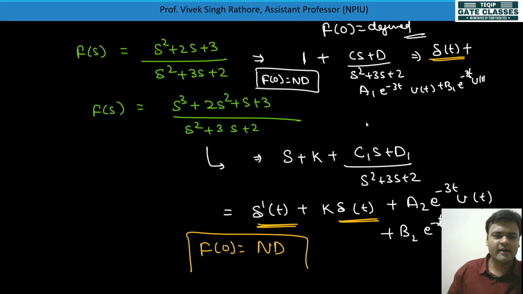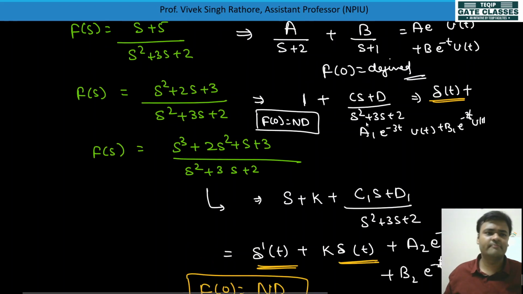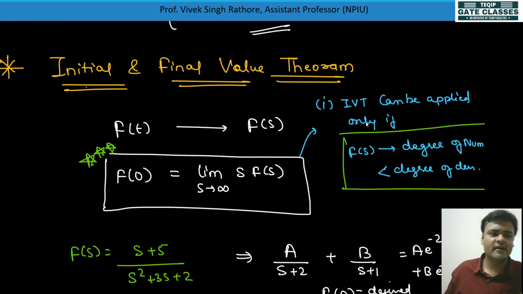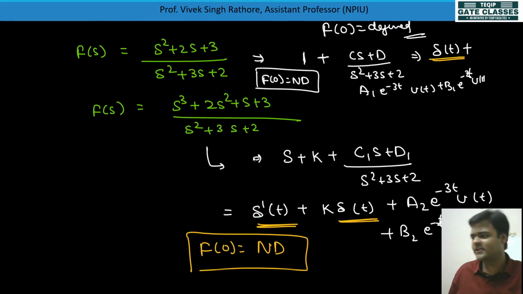So that is the reason behind this: the initial value theorem is not applied when the degree of f of s's numerator is greater than or equal to the degree of the denominator. It should be applied when the degree of numerator is less than the degree of denominator. And why that is, I have told you by 3 examples.